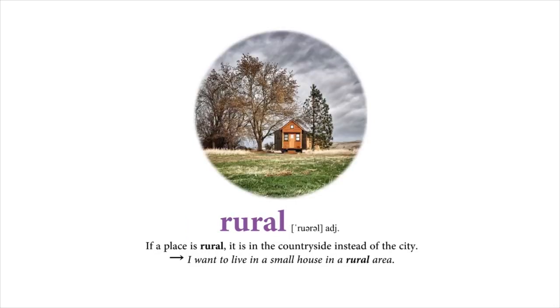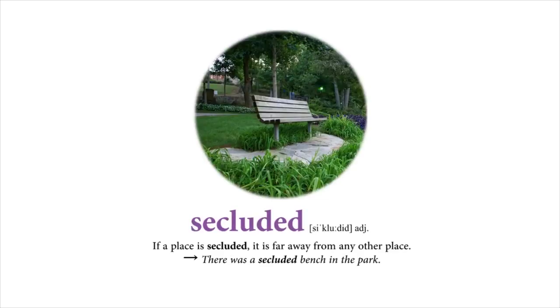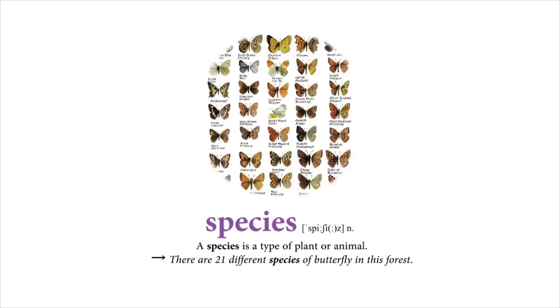Rural. If a place is rural, it is in the countryside instead of the city. I want to live in a small house in a rural area. Secluded. If a place is secluded, it is far away from any other place. There was a secluded bench in the park. Species. A species is a type of plant or animal. There are 21 different species of butterfly in this forest.